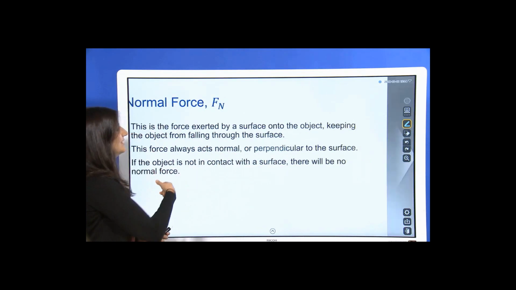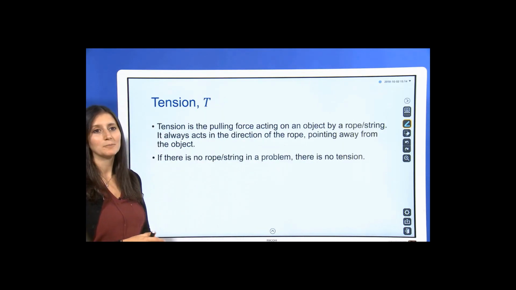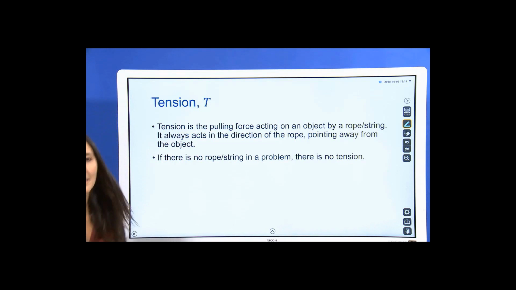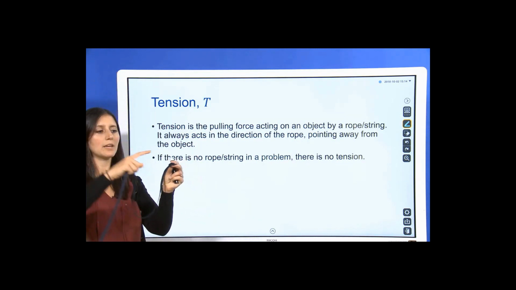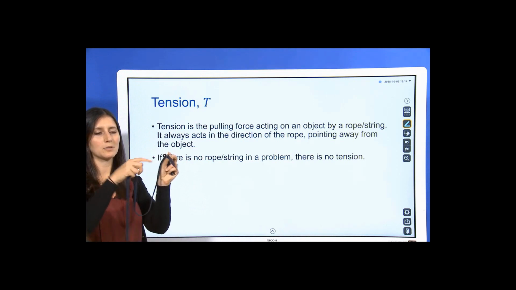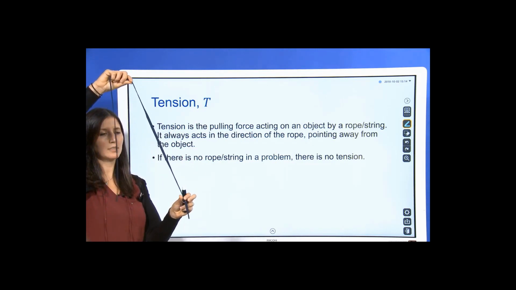Okay? Let's look at the next force, tension. So tension is the pulling force acted on an object by a string or a rope. And it's always acting in the direction of the rope, pointing away from the object. So for example, here I have a string, and on the end of the string is a ring tied to it. So the ring is my object.